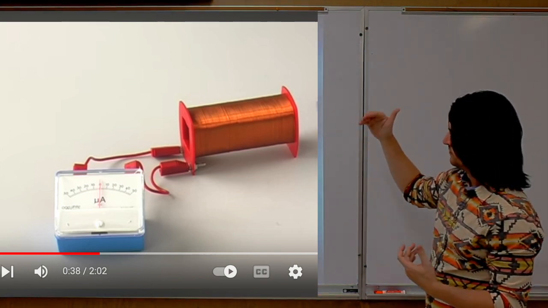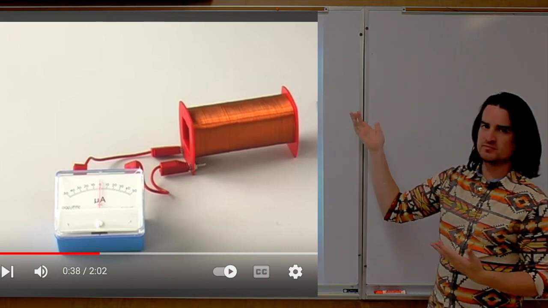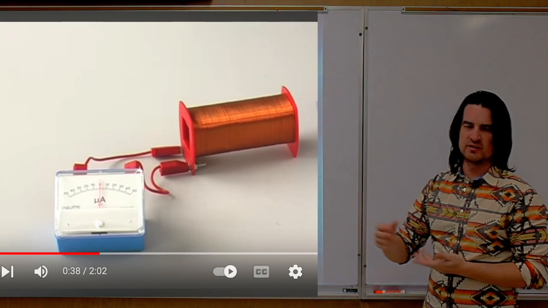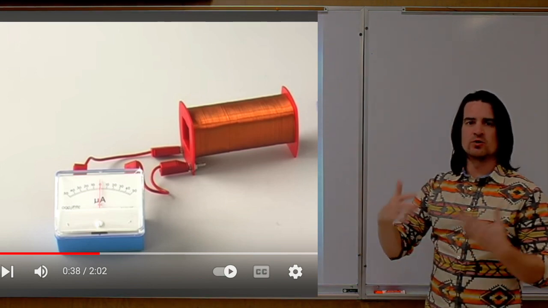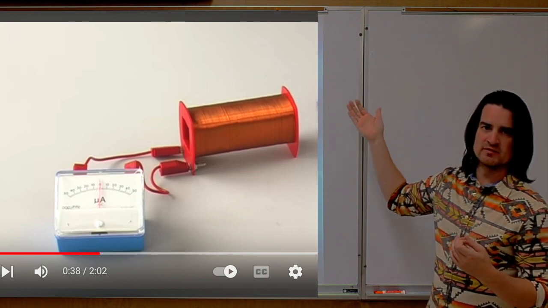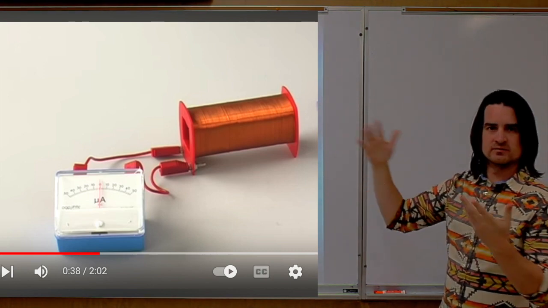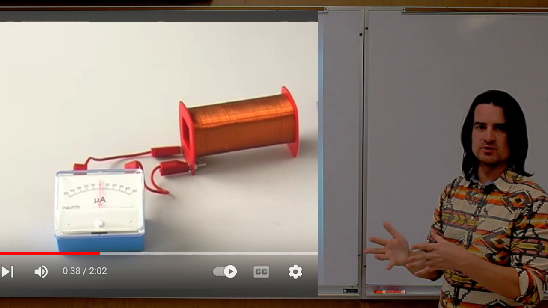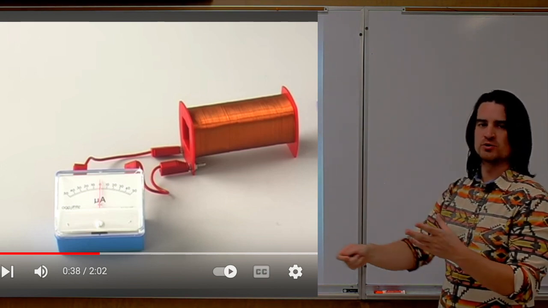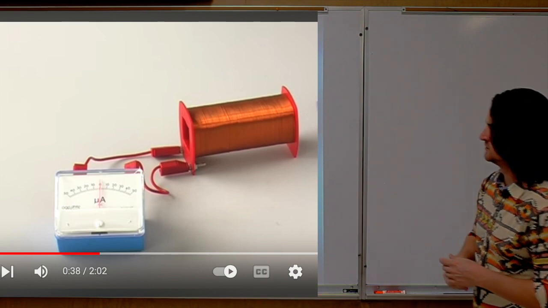Even though besides that magnet, there's no voltage source, there's no battery, there's no power supply, there's no wall outlet. The only thing that's causing current to flow in this circuit is the movement of that bar magnet, and beyond that, the fact that we're changing the magnetic field through the loop by moving that bar magnet.